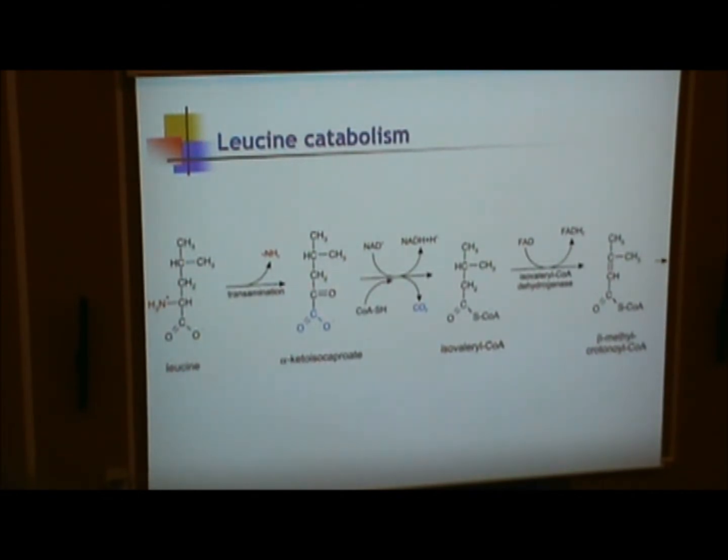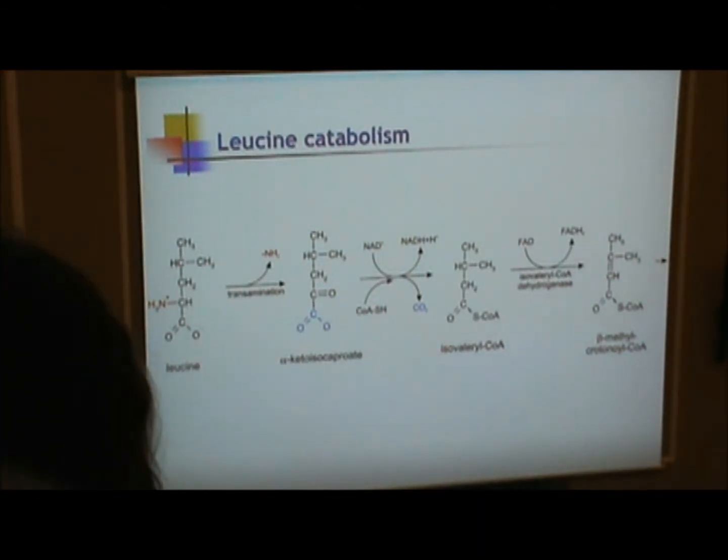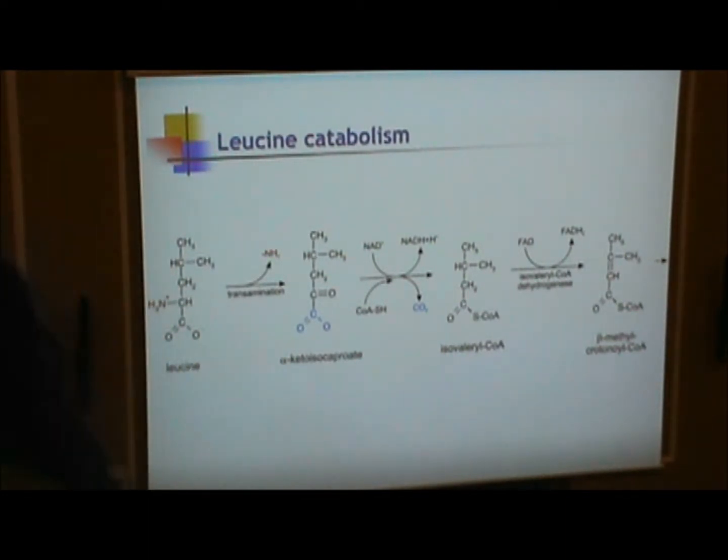Then it is submitted to oxidative decarboxylation with participation of coenzyme A and NAD+. NAD+ converts into NADH plus H+. The carboxylic group is released in the form of carbon dioxide, and the coenzyme A interacts with the rest of the molecule, forming isovaleryl coenzyme A. This is an energy-rich bond.